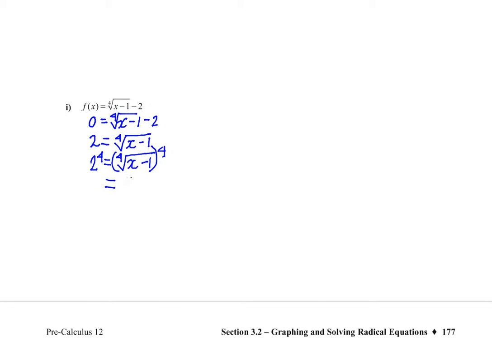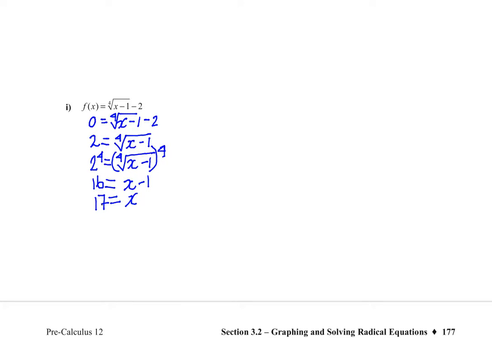And so now that we've rid of the radical, since we're trying to find the quartic root and we've quarted it, I'm not sure what word to use, we're just left with what's inside the radical, which is x minus 1. And then 2 to the power of 4 is 16. So now we need to isolate x, so I'm just going to move this minus 1 over to the other side, and we find that x equals 17.